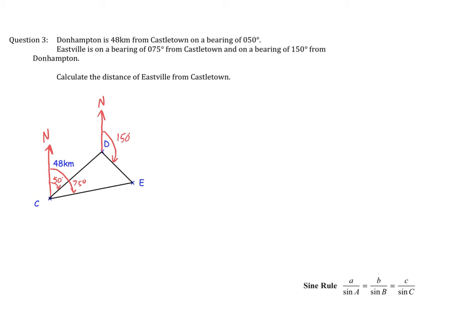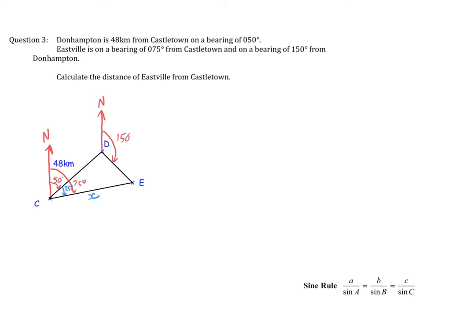So let's put a north onto Donhampton, and we mark on this angle as 150 degrees. Now hopefully you can see straight away we can put on another angle onto our diagram, because the difference between these two angles down here will be 25, and that's going to be useful for our work. So that angle there is 25 degrees. We've identified one angle within our triangle already, and we are trying to find the distance of Eastville from Castleton. So we're trying to find this distance, which I'm going to call x. So this distance is going along here.